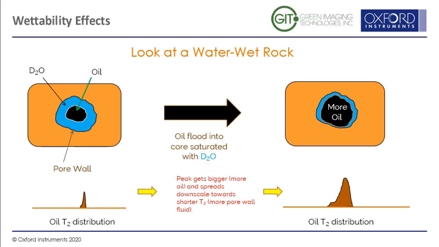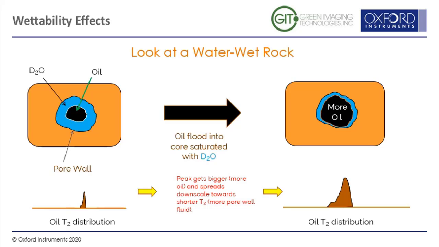For this measurement, we need to first saturate the plug with D2O instead of ordinary water, so that we can separate the signals from oil and water. The deuterium nucleus in D2O does not give an NMR signal, so we know that the signals we see must be coming from the protons in the oil.